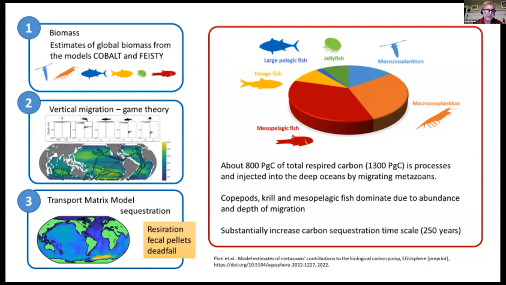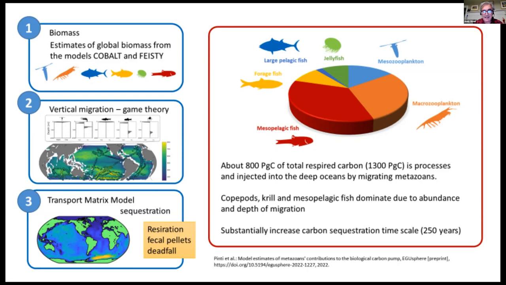We then feed that biomass into a game theory model, where we try to establish the Nash equilibrium of the entire vertical migrations of all these different taxa in the ocean. The idea being that they come to some sort of stable equilibrium where all migrants are operating at their optimal rate. From that vertical migration, we can produce profiles of dissolved inorganic carbon injection, and then run that through a transport matrix model, a large-scale circulation model of the entire global ocean. We divide the production of dissolved inorganic carbon into three pathways: direct respiration by the vertical migrants, the production of their fecal pellets, and deadfall.